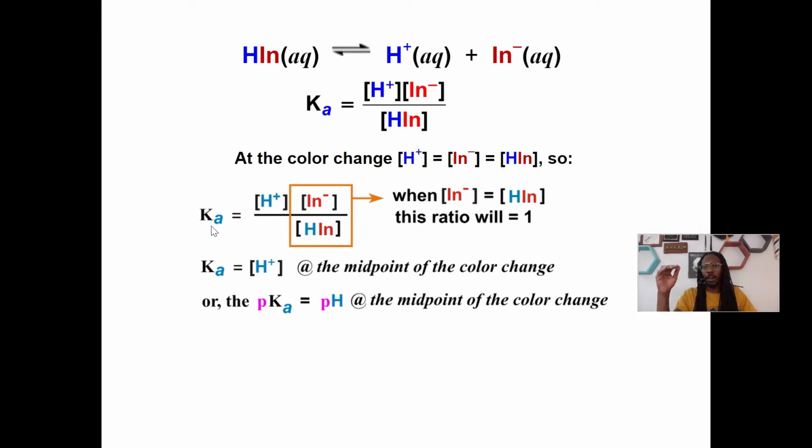this is at another layer when we talk about titrations. So essentially, now that we know about Ka, our Ka value is going to equal our concentration of H plus. So this is actually what we call the midpoint of the color change. Or if you want to, you can do the pKa equals the pH at the midpoint of the color change. Either way, it's going to give you the same.